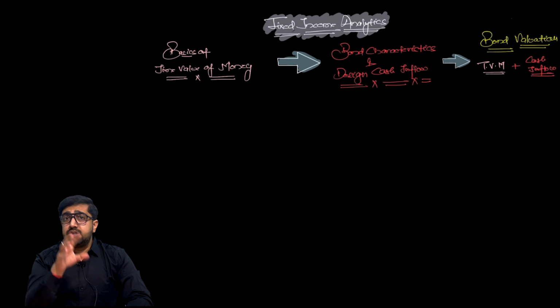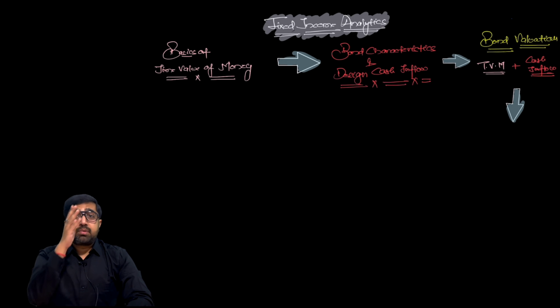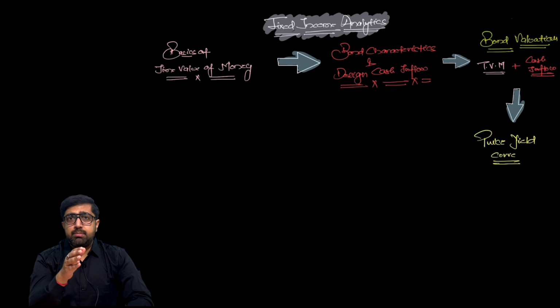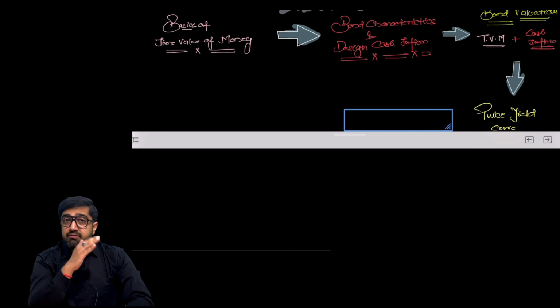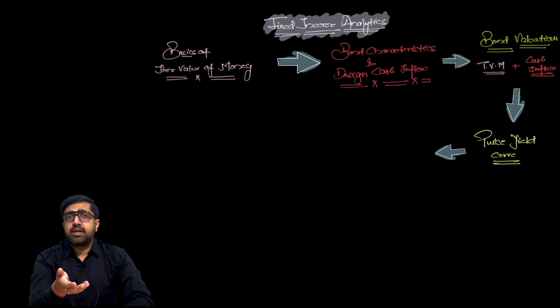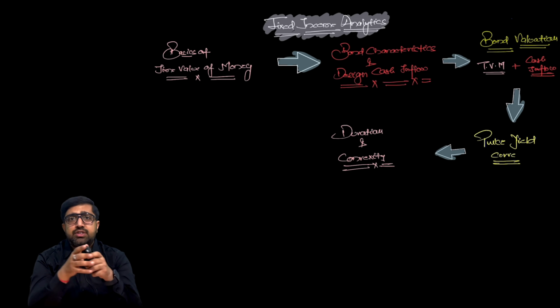And once you understand the bond valuation, you can pull the same concept of bond valuation to design the price yield curve. And if you understand the shape, the structure, the curvature of the price yield curve, then you should jump directly into the concept of duration and convexity, which is a complex and difficult concept to understand in just one session.